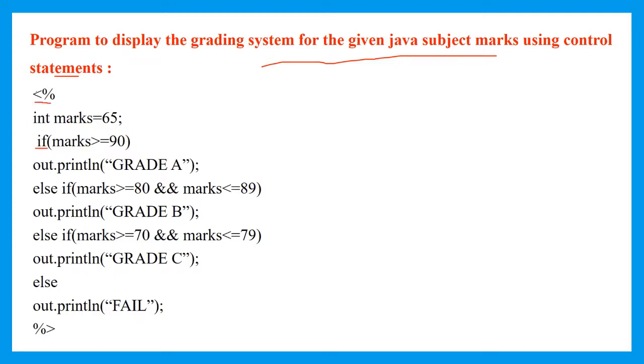So I have initialized the variable marks as 65. I need to check the grade for 65. Now 65 is compared with 90. Is 65 greater than or equal to 90? No, false. So control will come to the else part. Now is 65 greater than 80? No, false. The control comes back to the else part. Now is 65 greater than 70? No, the control will be moved to the else part. So the result will be fail.